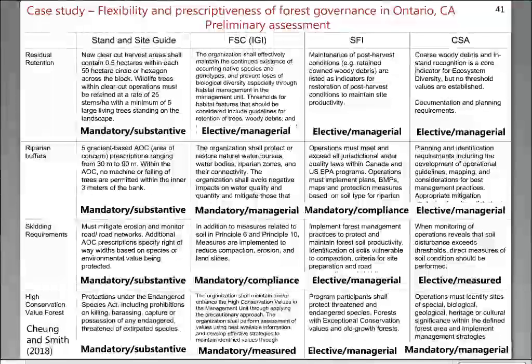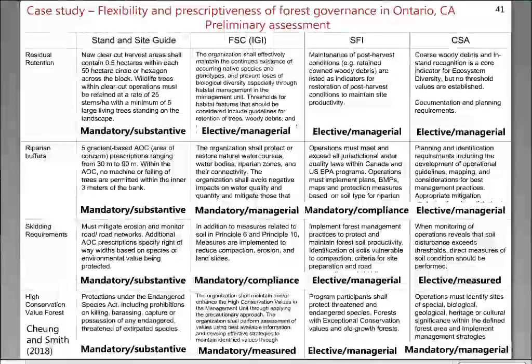And this is just a very preliminary indication of where these requirements sit in the system that I showed you before. The stand and site guides tend to be substantive, with quite specific requirements. You can see here, for example, five gradient-based area of concern descriptions ranging from 30 to 80 centimeters, and the other requirements are of the same type.